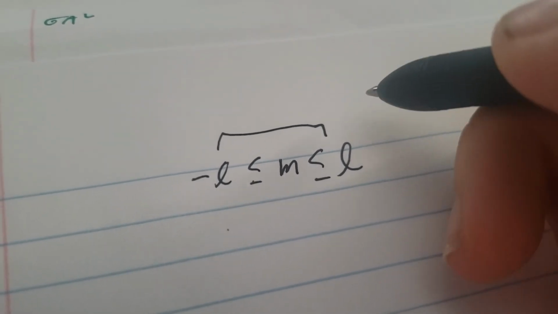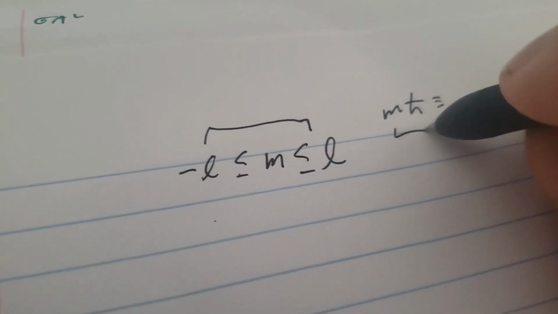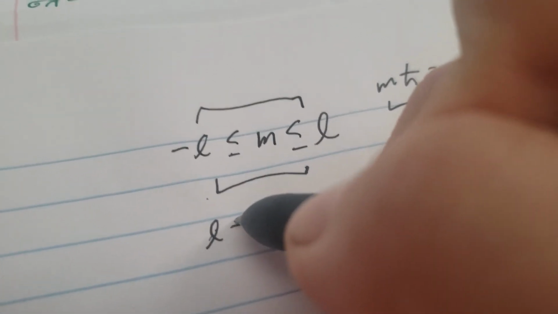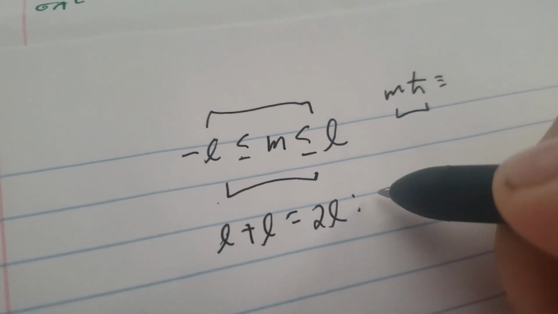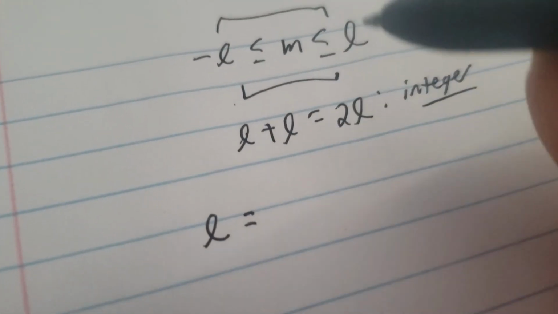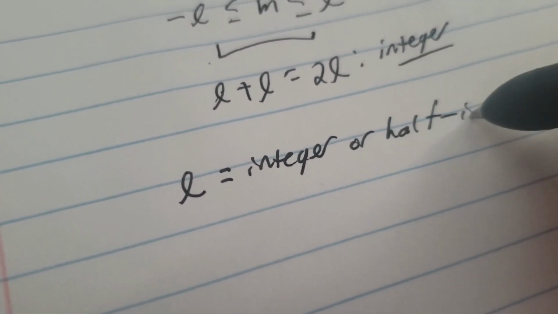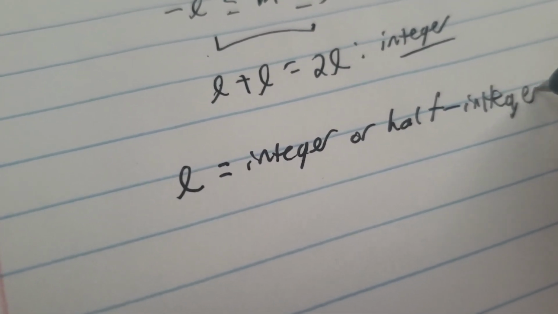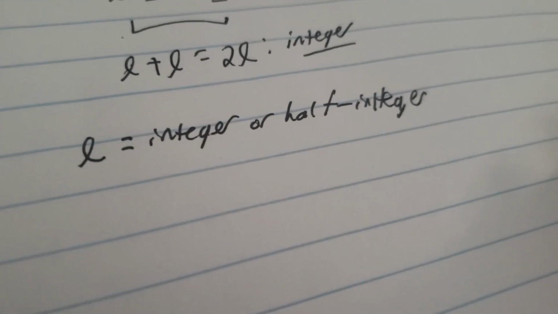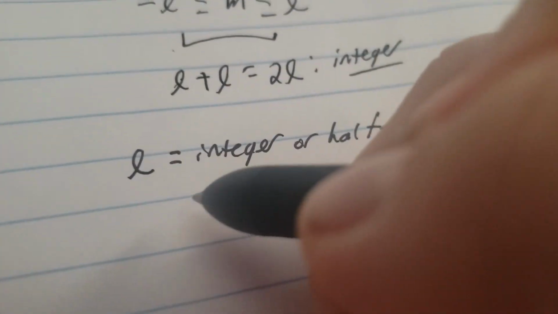Our Lz eigenvalues go up in integer values, where m h bar is equal to our Lz eigenvalue. Then l minus negative l, which equals 2l, must be an integer, meaning that l can either be integer or half integer. If we had used the spherical coordinates version and actually used the physical operators instead of just analyzing it, we would have found out that l would only be restricted to integers.